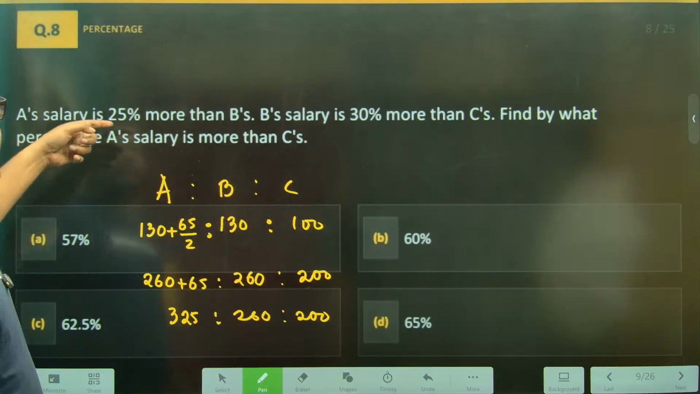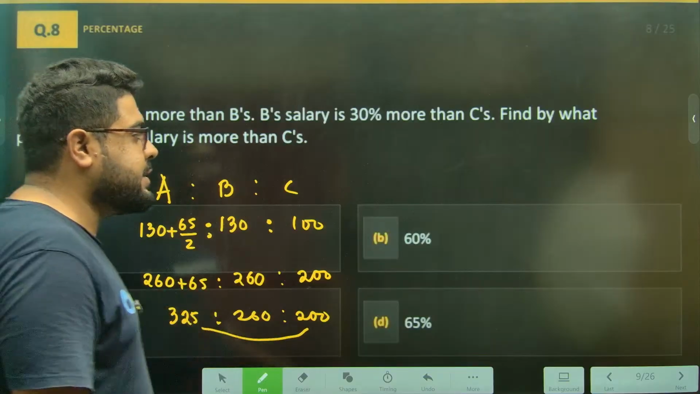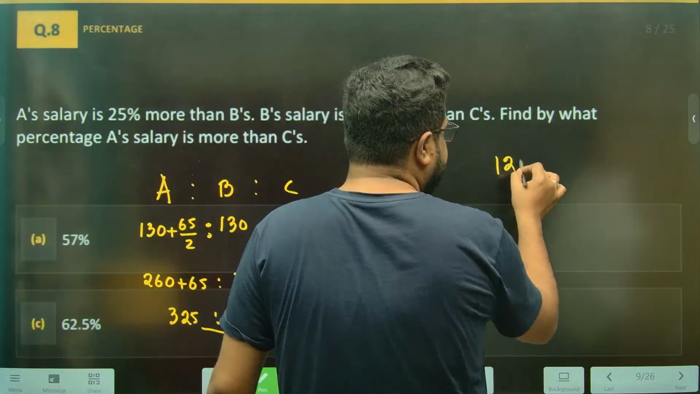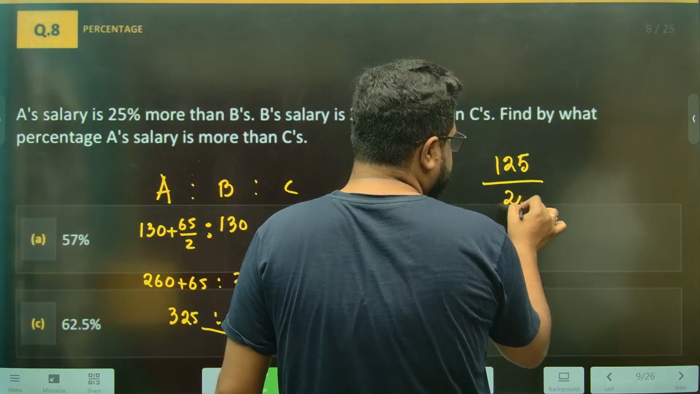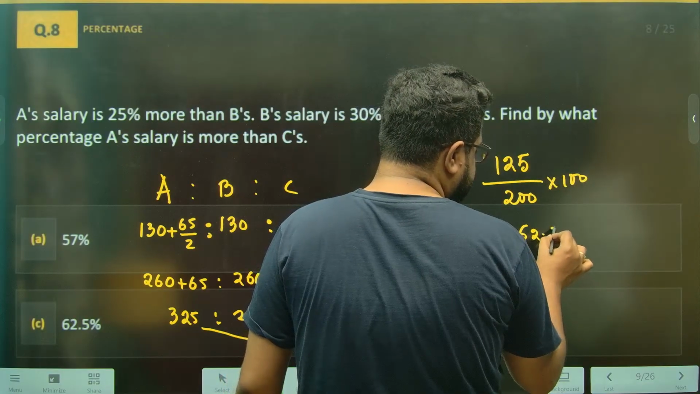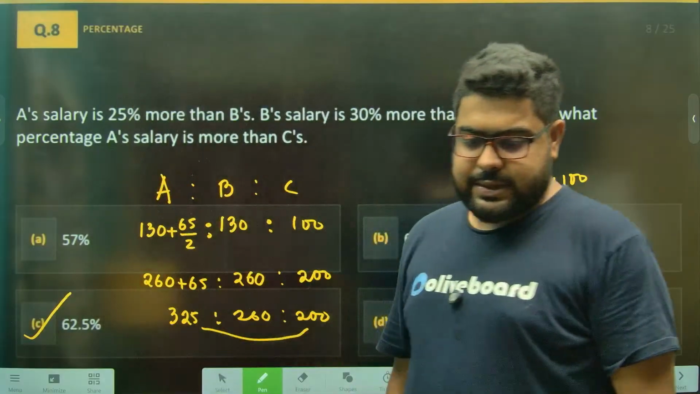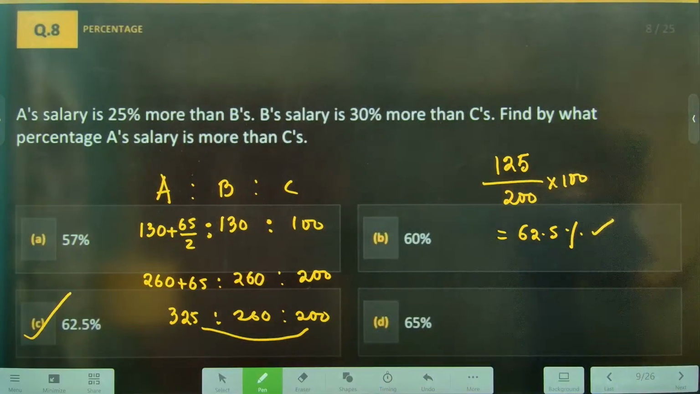Find what percentage A's salary is more than C. A's salary is 125 more than C. So 125 more than C, meaning C is the base, 200, 100. So it will be 62.5%. Again, option C is the correct answer. Option number C is your correct answer. Clear, everyone? Simple.